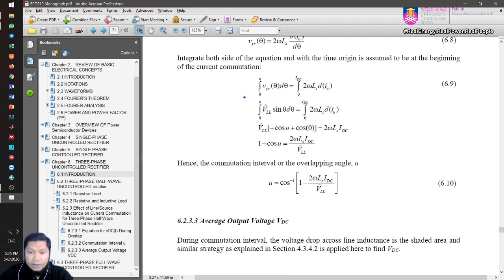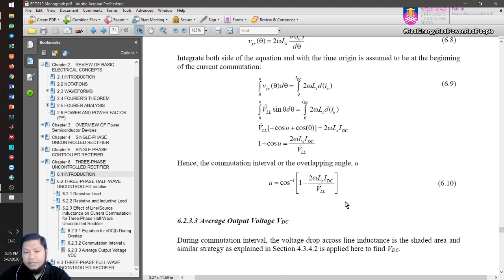Okay, so this is the limit, based on the current waveform just now. Then you integrate, solve that, and finally you find that the overlap angle U equals inverse cos of 1 minus 2 omega Ls Idc over V peak line to line. So now you have the V peak line to line notation appearing in your equations here.